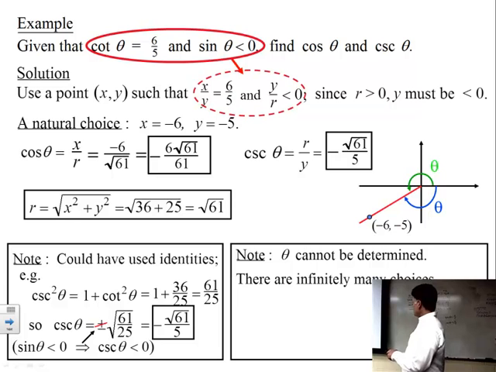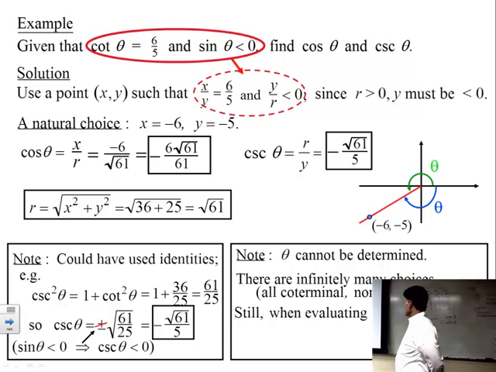Actually, there are infinitely many thetas that give you the same terminal line. So in fact, the trig function only depends on the terminal line. And there are infinitely many thetas that are coterminal. So all of these thetas will give you the same answer. So when evaluating thetas in trig functions, we can always use a specific acute angle. And this will help us to compute some of these things.